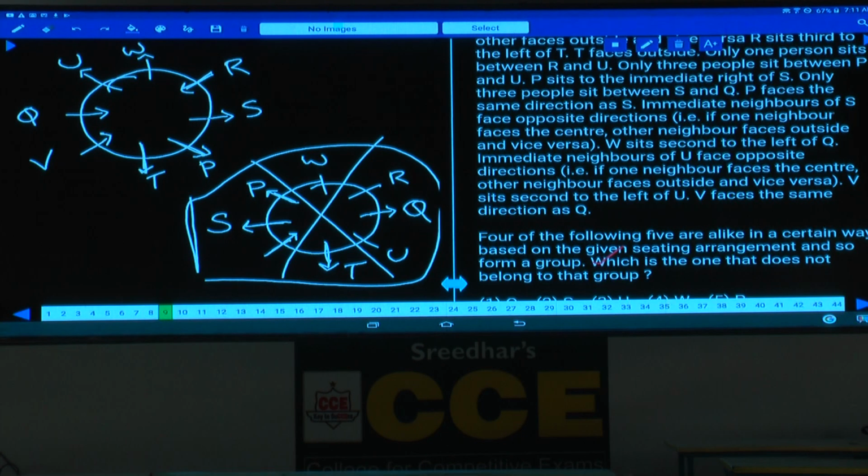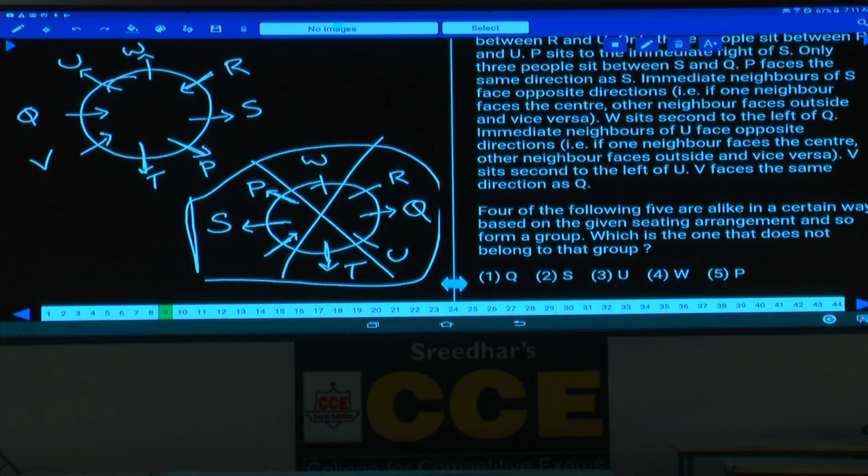9th one. Now in question number 9, which of the following is the odd man out: Q, S, U, W and P. Q is inward, S is away, U is away, W is away, and P is away. Except choice 1, Q, the remaining 4 persons, S, U, W and P, are facing away from the center, and Q is the only person who is facing towards the center. Hence, choice 1 is the answer.